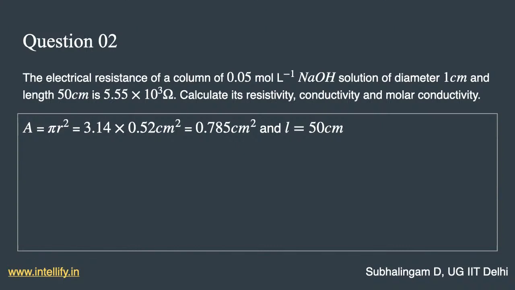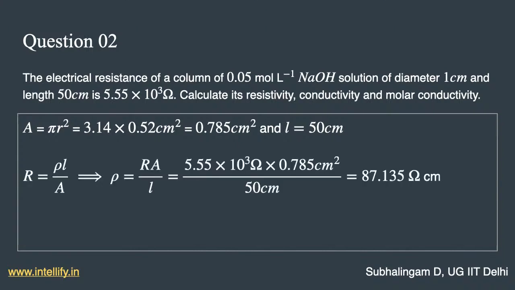So now we have A and L. So we know R also. So calculating resistivity is simple. We have R is equal to rho L by A, which is rho is equal to RA by L, and substituting R, A and L, we get resistivity as 87.135 ohm centimeters. So now we have got resistivity.